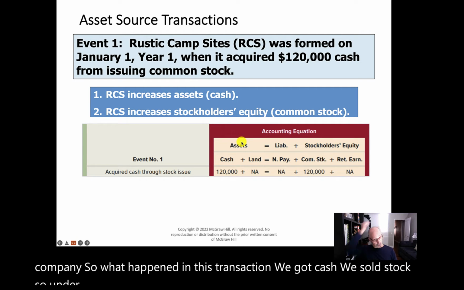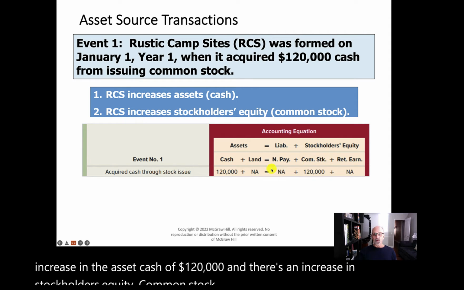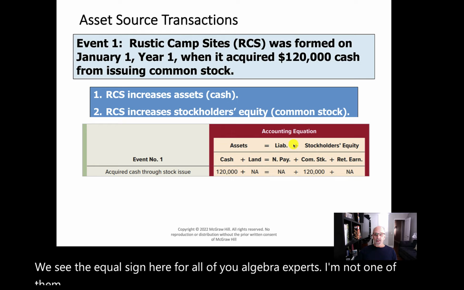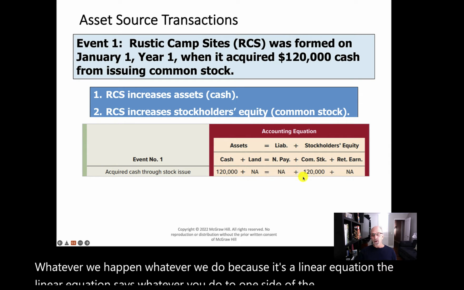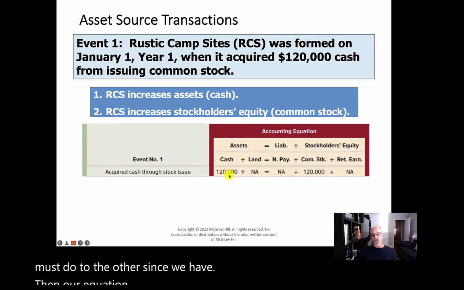So under the accounting equation, we're going to say there's an increase in the asset cash of $120,000, and there's an increase in stockholders' equity, common stock. Now we see the equal sign here for all of you algebra experts. I'm not one of them. Because it's a linear equation, whatever you do to one side of the equal sign, you must do to the other. Since we have, then our equation stays balanced. So that was event number one.